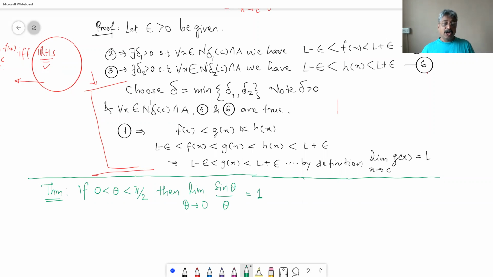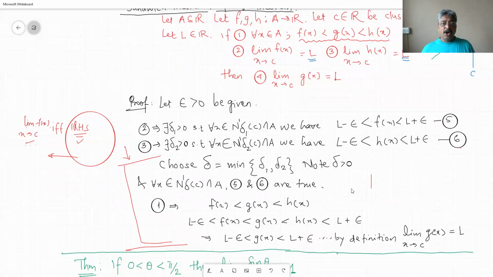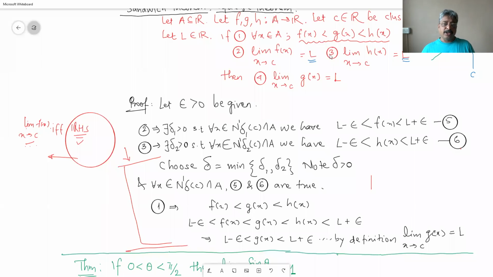Now see, it is not just about using this theorem. What are the prerequisites of this theorem? They are important. Unless all the prerequisites are satisfied, it does not work. What are the prerequisites? That g of x must be the middle function, surrounded by f of x and h of x. Limits of the surrounding functions exist and they are equal. So these two are important conditions. Then and only then we get the middle function's limit equal to that value.